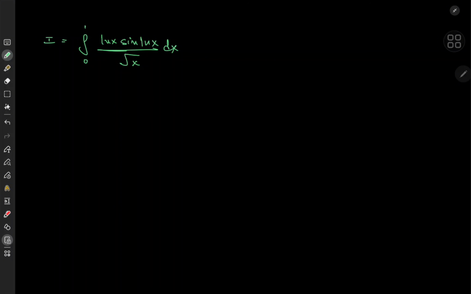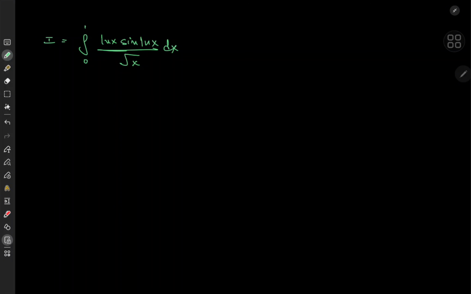So today we have the integral from 0 to 1 of log x times the sine of log x over root x dx. And yes, as per the thumbnail, we do have a related or cousin integral for the target integral I. But the question is, how on earth do we approach this thing in the first place?